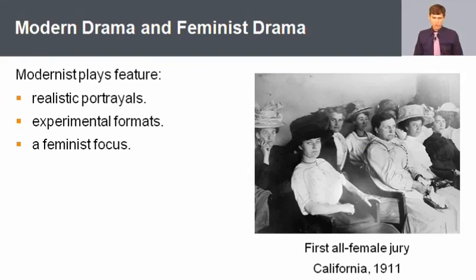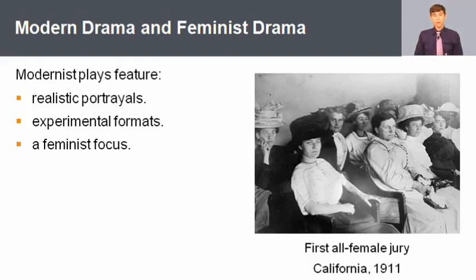At the beginning of the 20th century, we saw a lot of revolutions in politics, in industry, technology, and communications. People had to reconsider their roles in the social order. And so a lot of modernist playwrights tried to create very realistic portrayals of life in this new modern world. Modernist playwrights would often use experimental formats in order to convey their ideas.